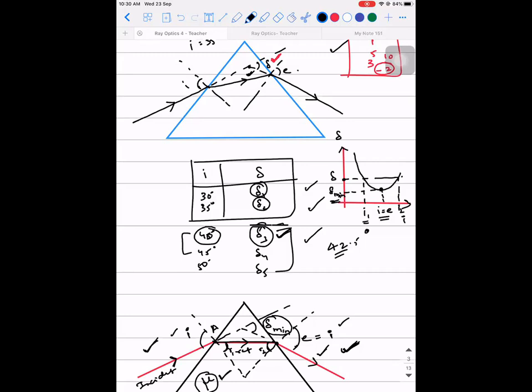But there will be only one particular angle of incidence where only one angle of deviation is possible. What is that point? That is the point where the angle of incidence is equal to the angle of emergence. And there is only one minimum value, obviously, right? In a plot, there can only be one least value. And that is what is happening. Am I clear, guys? Yes, sir.